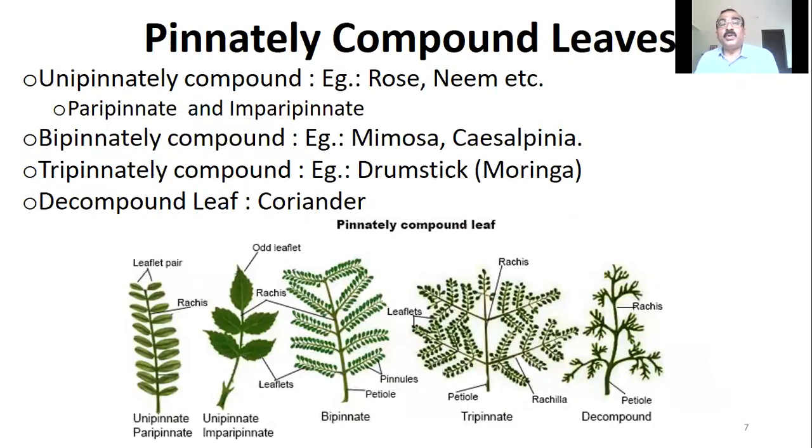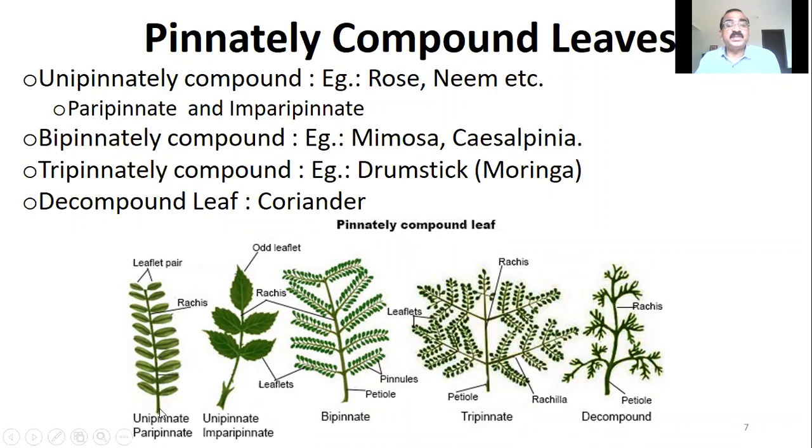Coming to pinnately compound leaves, again there are many subtypes, and the basic subtypes are depending on the number of branches the rachis has. So accordingly, there is unipinnately compound, bipinnately compound, tripinnately compound, and in some cases there is decompound leaf. Now, what are the differences between each one of them? Now, look at this diagram.